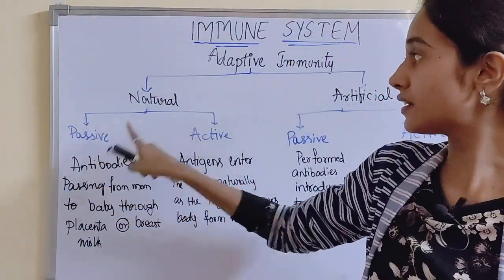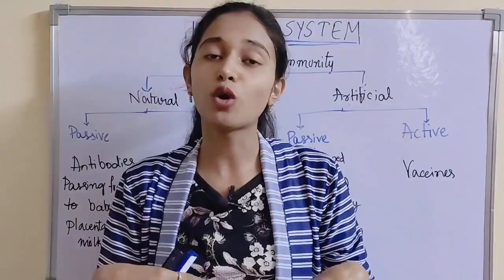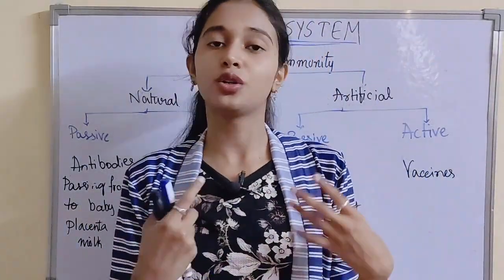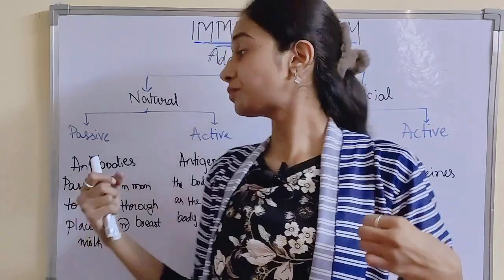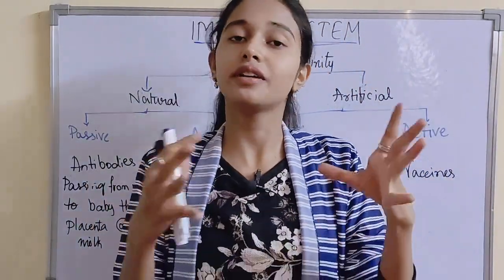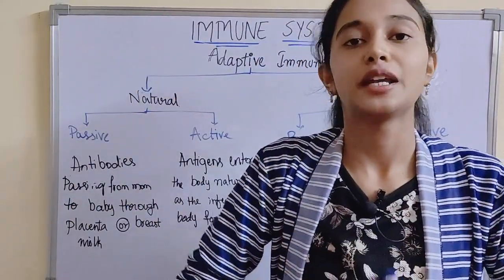So in passive natural immunity, we are getting the antibodies from our mother through the placenta and breastfeeding. Through the placenta, we get some antibodies. We call it naturally passive immunity.